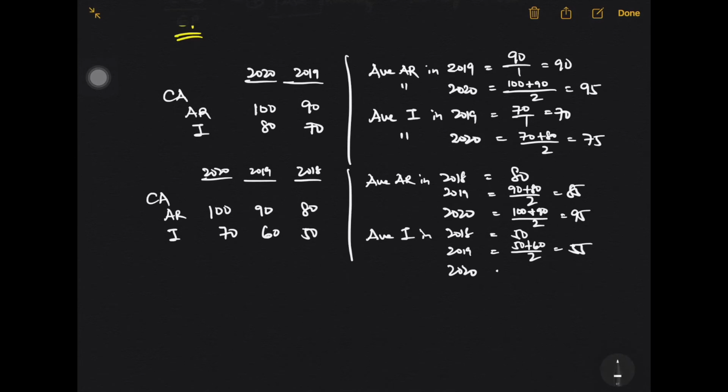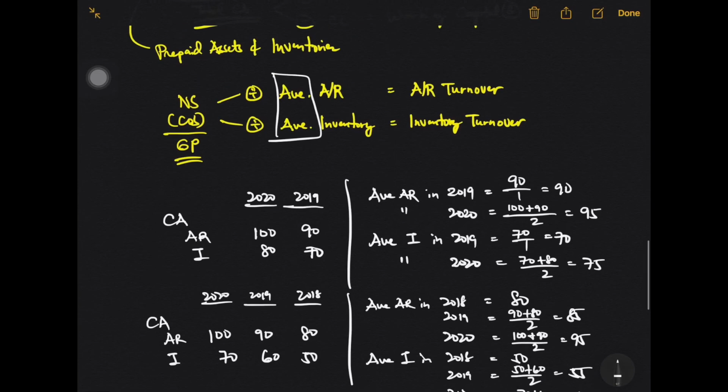55. Next, so 70 plus 60 divided by 2, this is 65. So this is how you compute the average. Of course, for the net sales, cost of sales, whatever you have in your income statement.